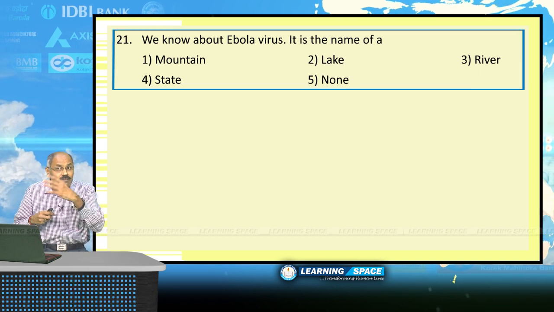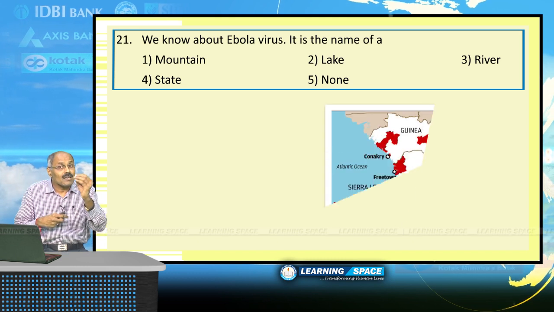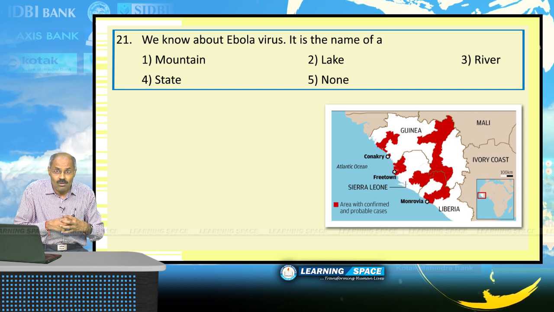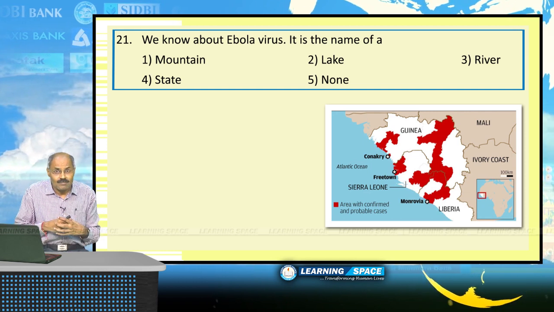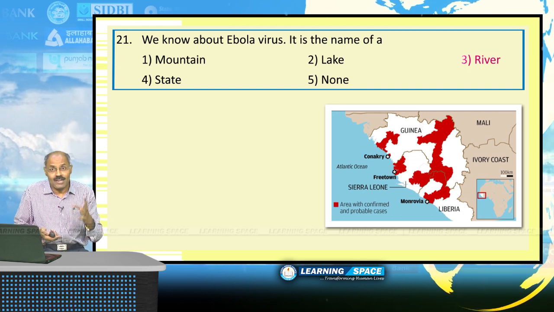We know about Ebola virus. It is the name of a river. This river exists in the Democratic Republic of Congo, and the deadly virus, that is Ebola virus, is named after a river. Please don't forget.